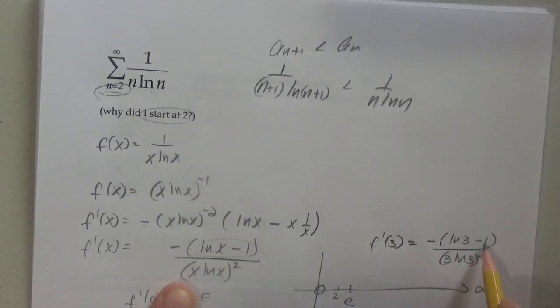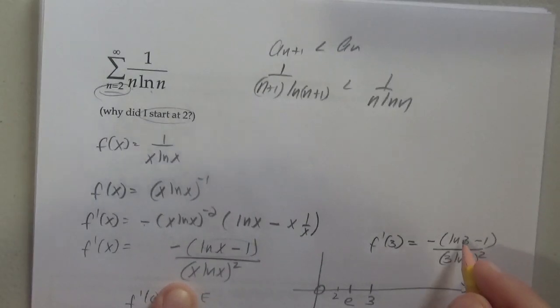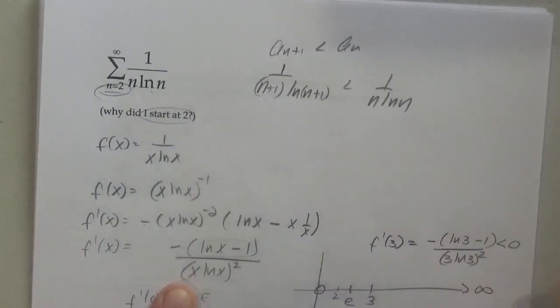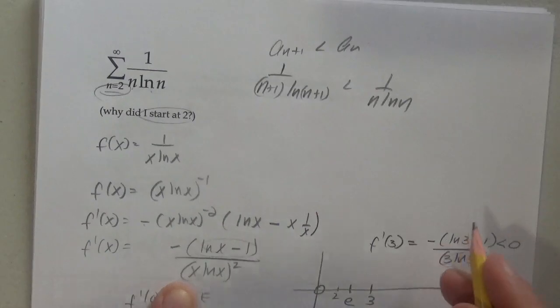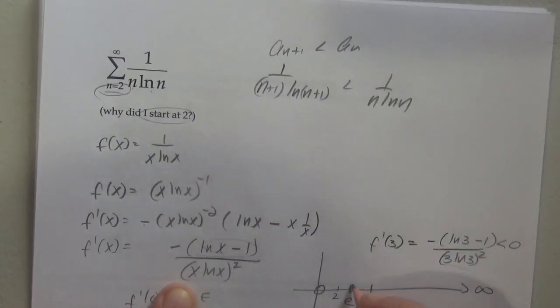The ln of e is 1, right? So this thing here is just ln of e. 3 is bigger than e, right? But that's why we chose 3. So the ln of 3 is going to be bigger than this thing here. So this whole numerator is going to be negative. This thing is definitely going to be positive. So therefore, my series is decreasing on this interval.